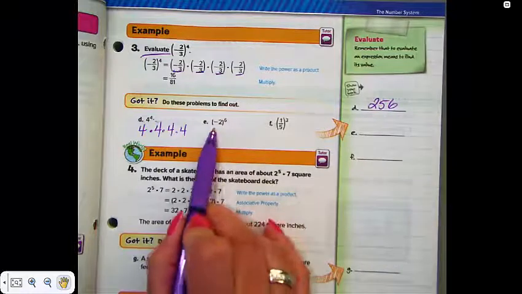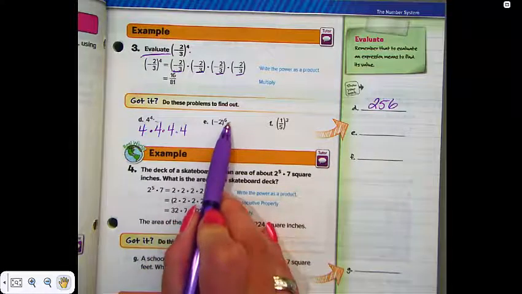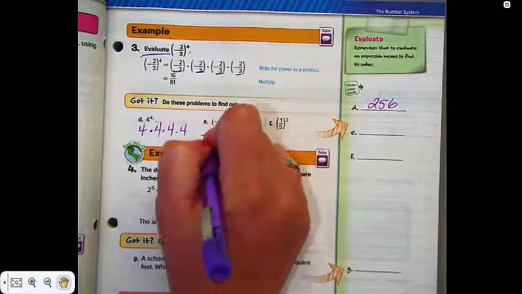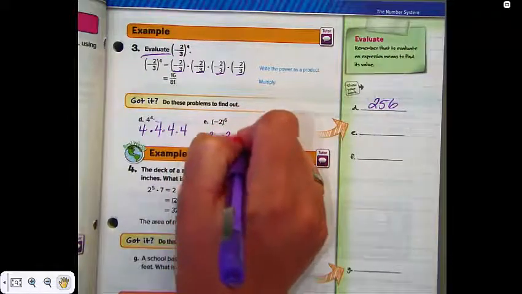Now let's look at E. It has a -2, and I'm taking it times itself 6 times. So that means I have 6 -2's.